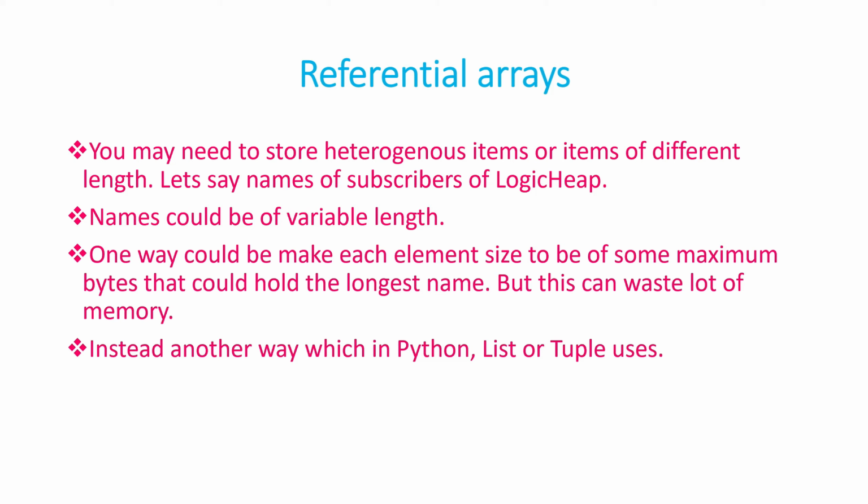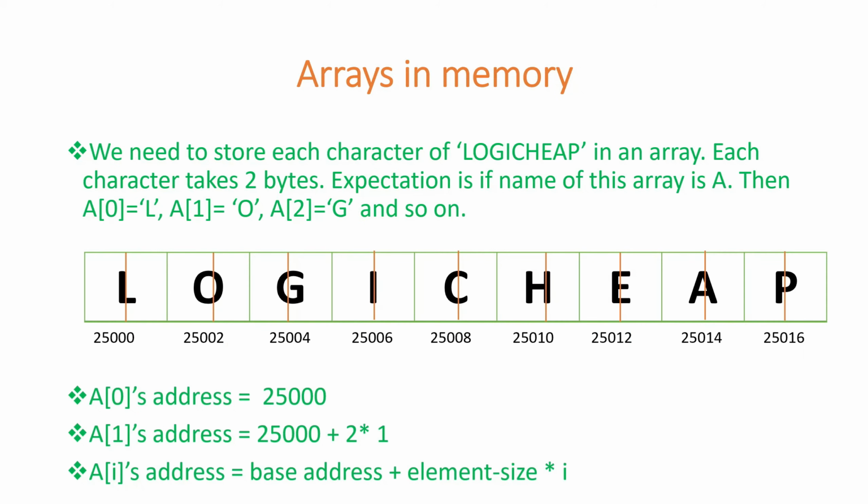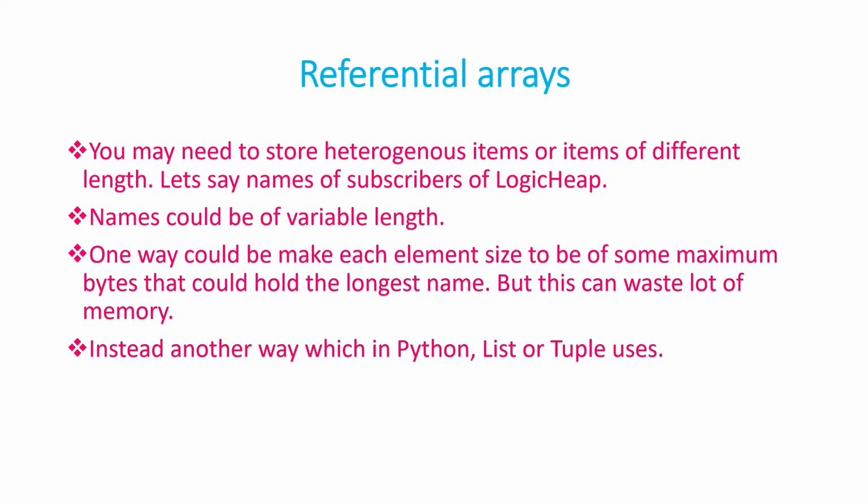Then for indexing, you'll not be able to use the formula that you were using. What was that formula? You can see here: base address plus element size into I. You'll not get the value at that particular point. So how will you implement your indexing here?